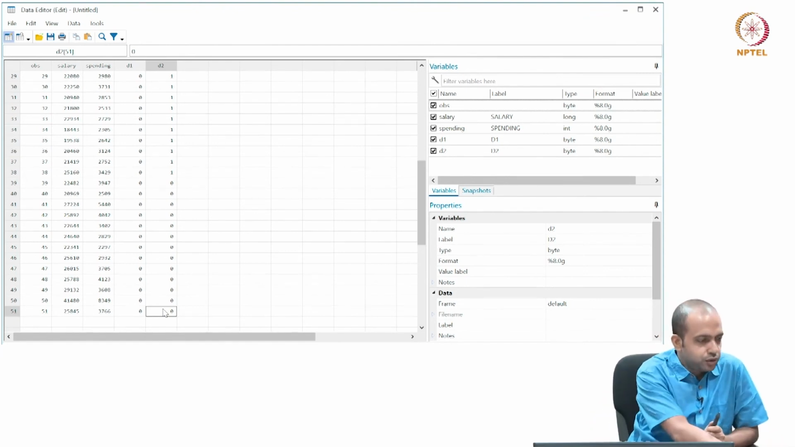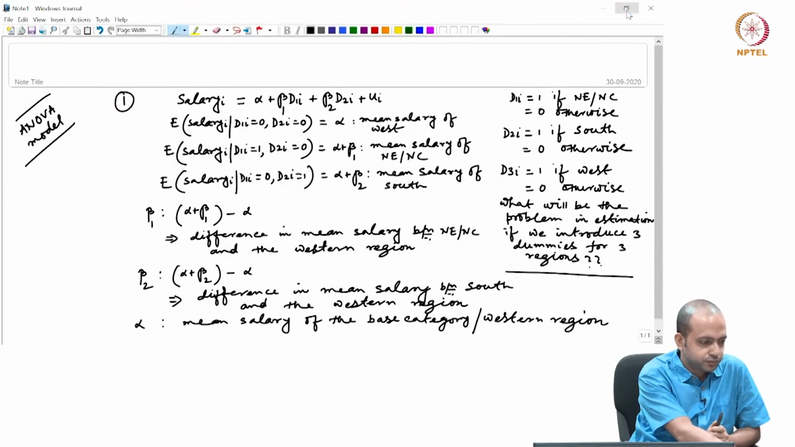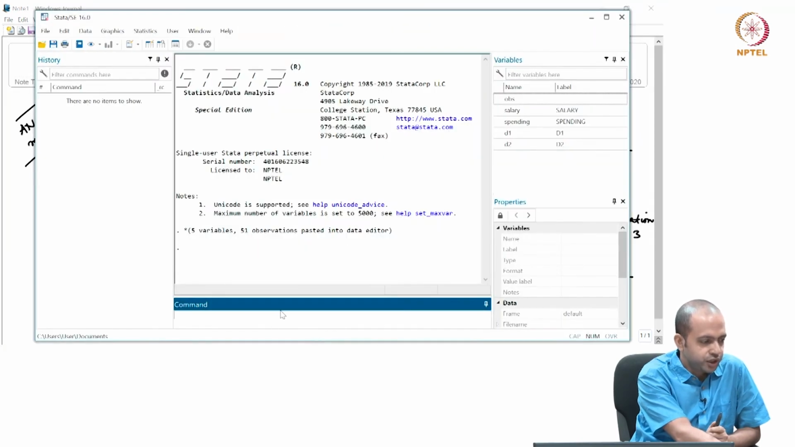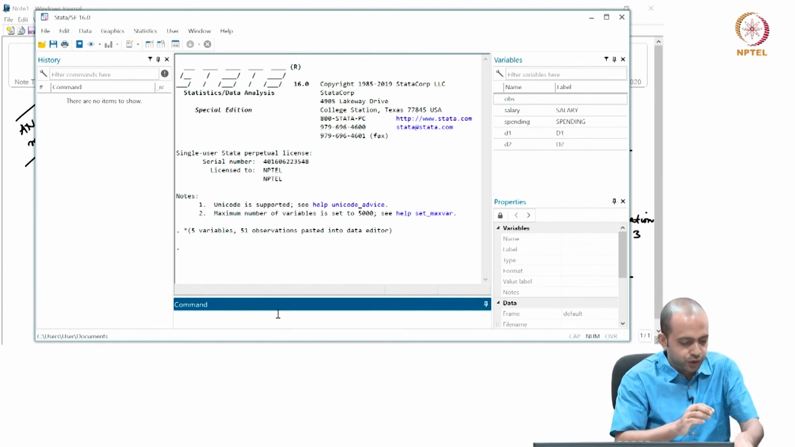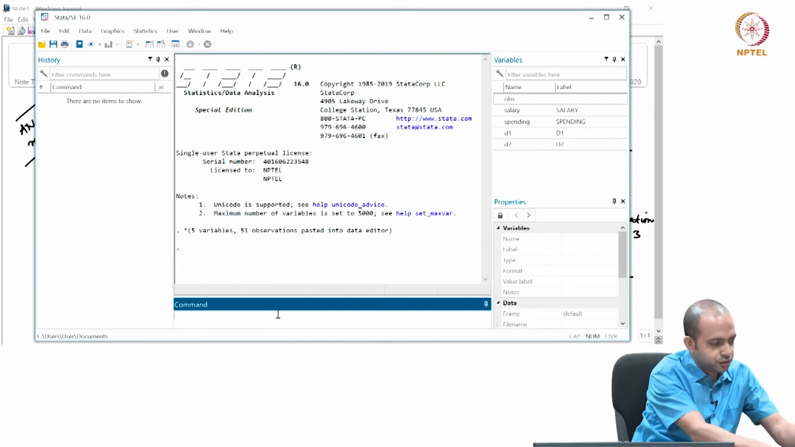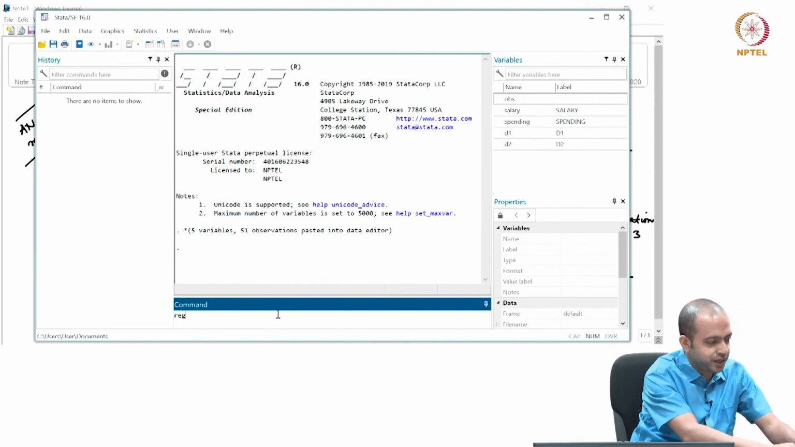So, now what we will do, once you have introduced the dummies, now you can easily estimate the model. Okay? You can easily estimate the model. So, here we will first run the model. So, what would be our command? Reg, then what is your dependent variable? Salary, and then D1 and D2.